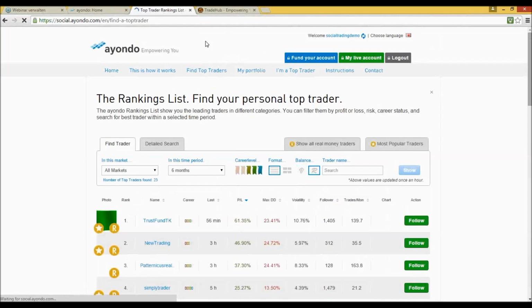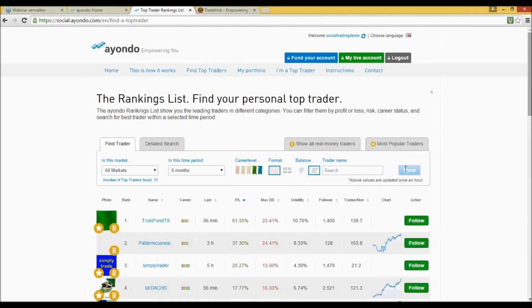and we'll just have a look at maybe one more trader, the second most profitable trader. Actually, let's take off the 3rd career level and look at the last 2 levels. So we've got someone called Botanicus Real, we've got Simply Trader and Mr. Dax. I'm going to filter out by looking at the most popular traders now. So this will show us top 10 traders with the most followers.